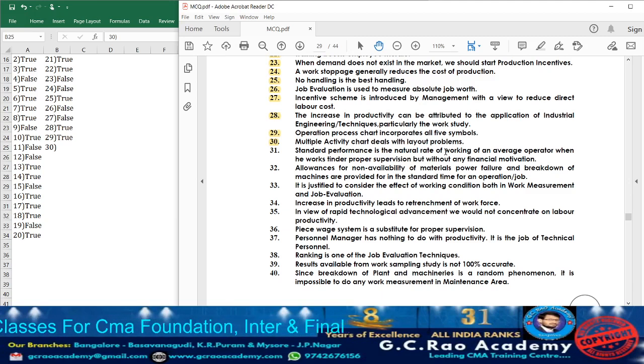What are multiple activity charts? Multiple activity charts are process charts which utilize a time scale. It takes the form of a picture when the work study man wants to record the activities of one subject with respect to the other on a single chart.